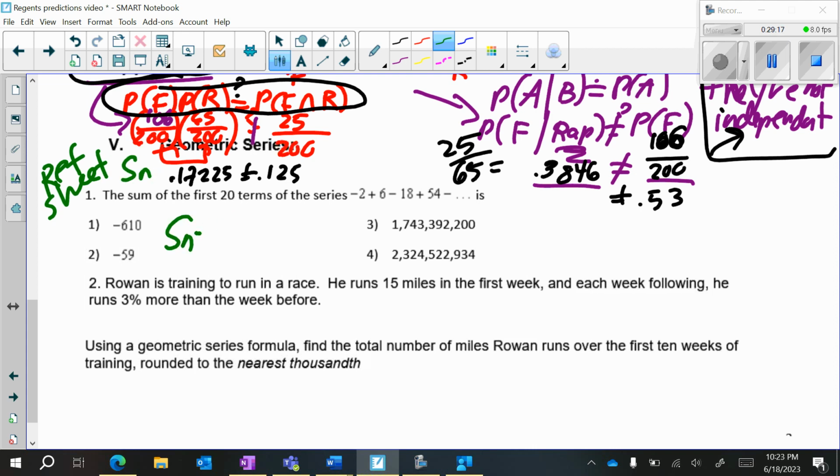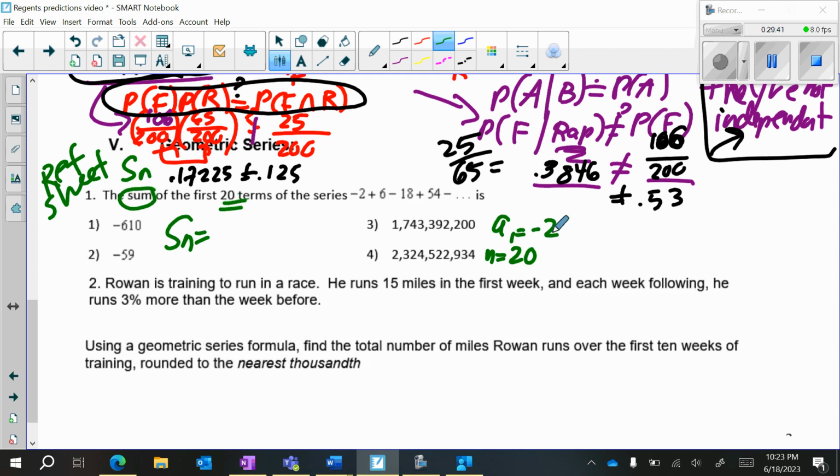So all you have to do is look at the formula on the reference sheet for geometric series. Series is going to be the sum of the sequence. So a sequence, again, is a list of numbers that have a pattern, and the sum of all these is going to be the series. So specifically here, they tell you there's 20 terms. So that's going to be the n, 20 total terms.